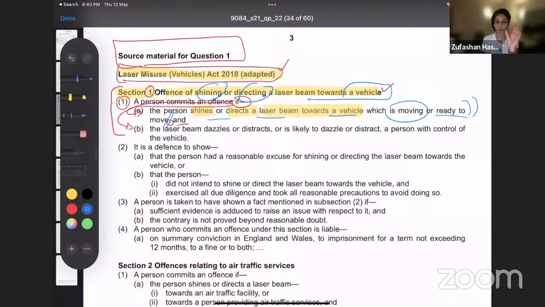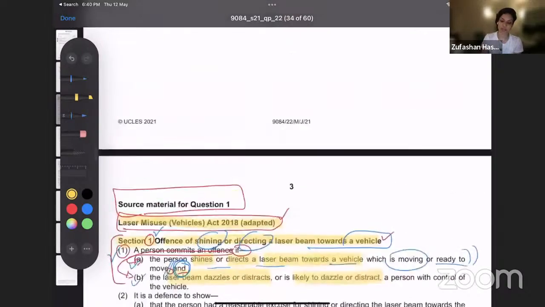So you will quote the law. Section 1, subsection 1, subsection A says this. But remember, it's an and condition, so both parts must be fulfilled for it to be an offense. All right. So part B says, and the laser dazzles or distracts or is likely to dazzle or distract a person who is in control of the vehicle. Let's go back up and see.